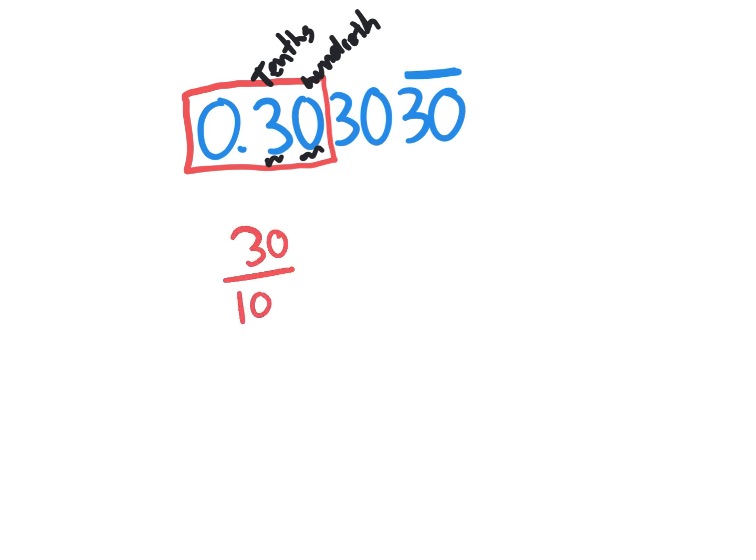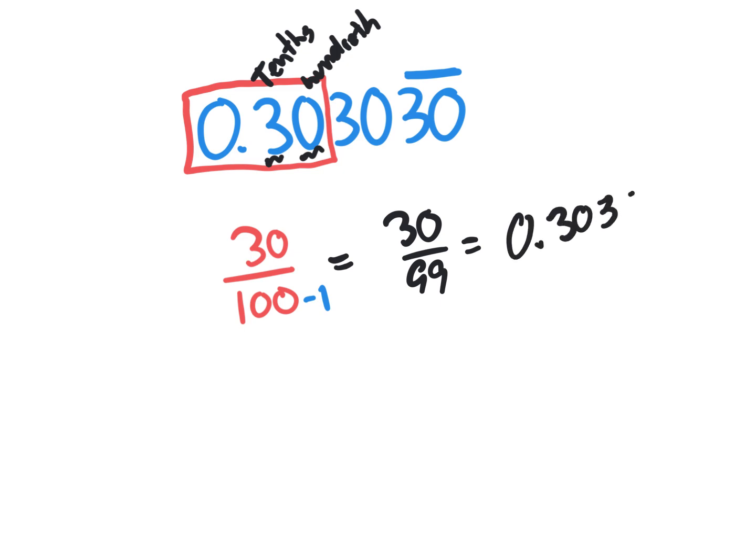30 over 100, if you do that on a calculator, it will give you 0.3, or 0.30 technically. So the trick is to subtract 1 from the denominator, and then it'll repeat. So you're going to have 30 over 99. And if you check that on a calculator, 30 divided by 99, it will give you the answer 0.303030, that repeats the 30.